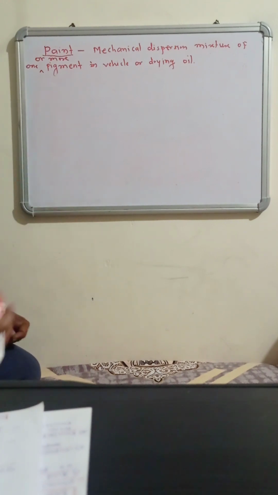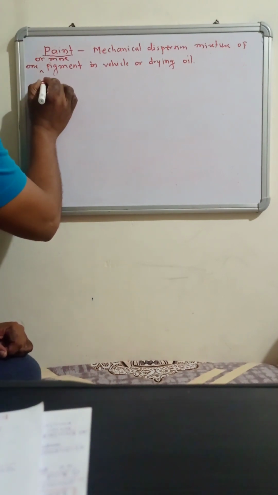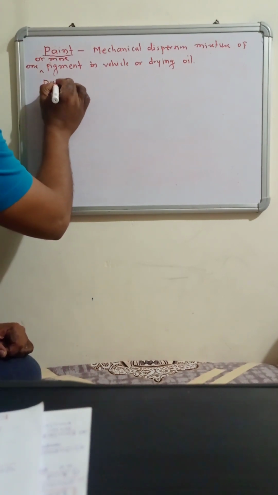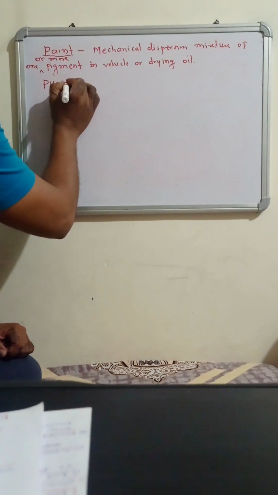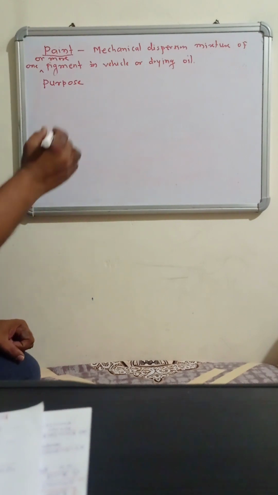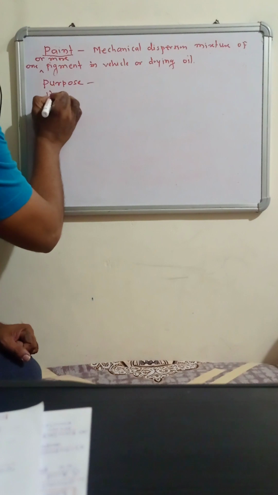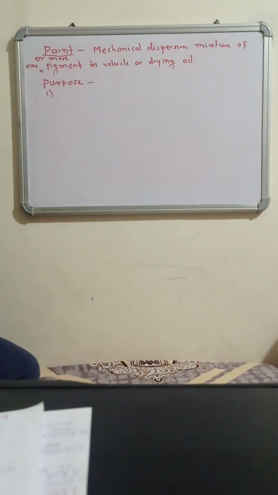So what is the purpose of applying the paint on a metal object or wood object? There are two purposes of applying the paint. Purpose means उद्देश, याचा उद्देश काय? Application of paints. There are two purposes for applying the paint. Number one is it protects the metal from corrosion.